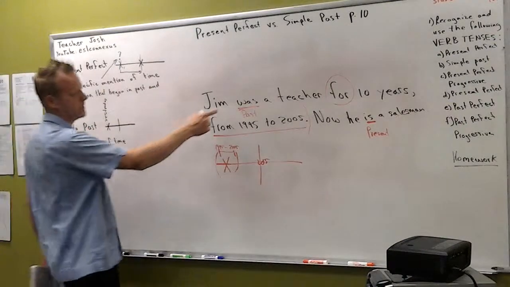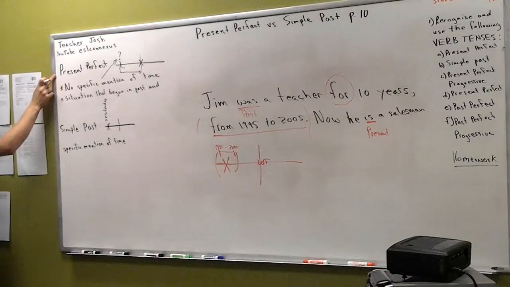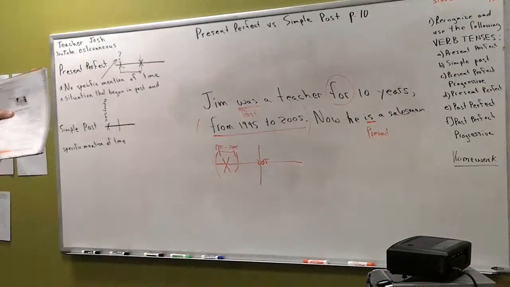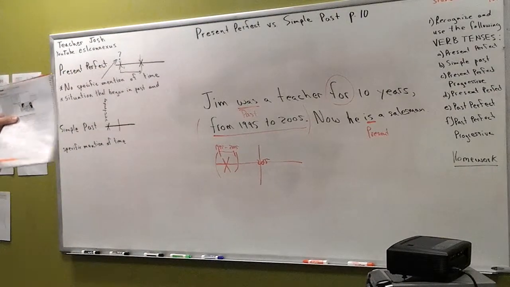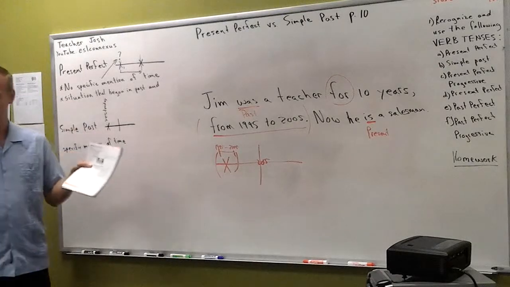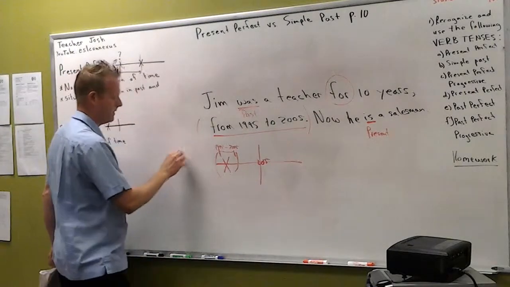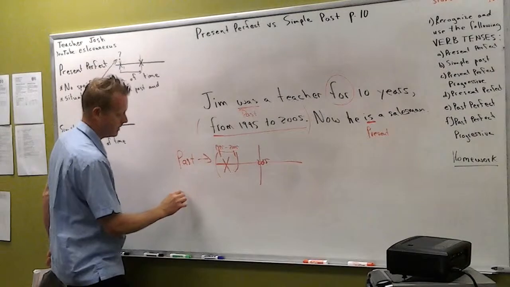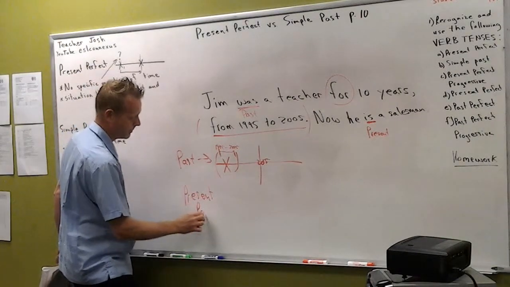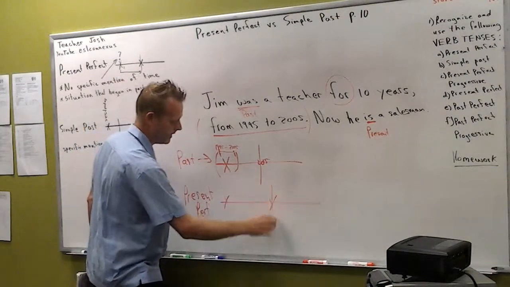So that's the difference between the simple past and the present perfect. Remember the last example, when we were looking up here, he has taught for 10 years. It meant he started 10 years ago and he's still teaching. Are you seeing the difference? Yeah? So present perfect, this is past, right? The present perfect that we just looked at a second ago looked like that.